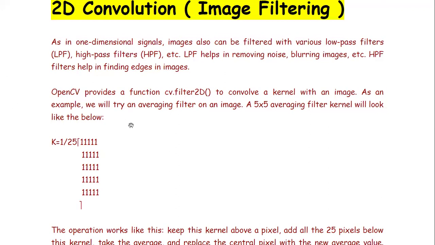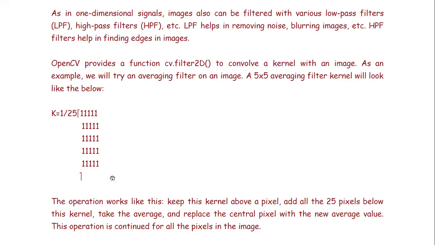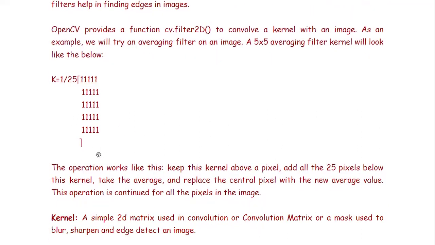As an example, we'll try an averaging filter on an image. A 5x5 averaging filter kernel will look like this. Anyway, you will understand that this is the kernel: 1, 1, 1, 1, 1. So in every row, we have these values. There are 5 of them.